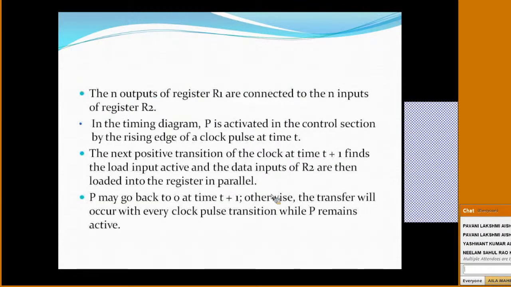Here, see this point. P may go back to 0 at T plus 1. Otherwise, the transfer will occur with every clock pulse transition, because P remains 1. P remains 1. That is the reason.